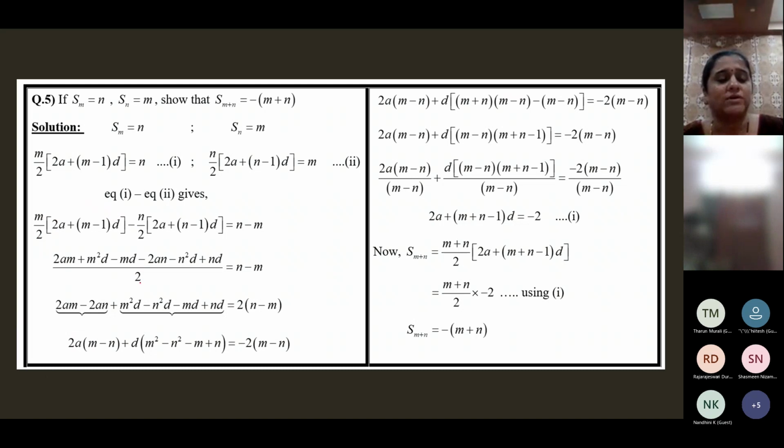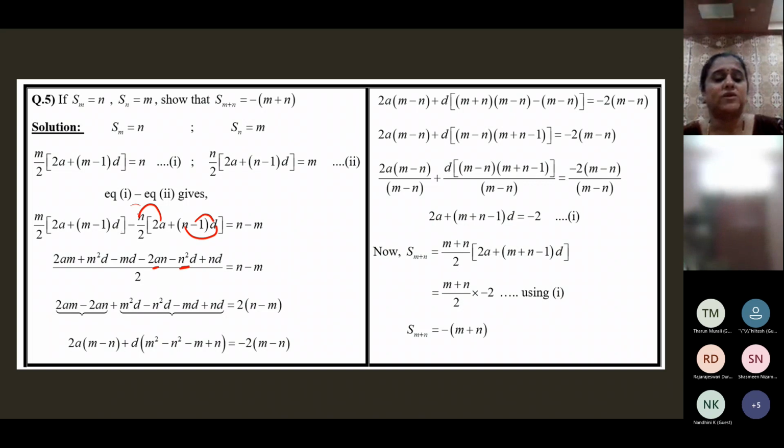And here 2 is a common denominator. So leave this. Here also leave this 2. That's a common denominator. So here 2an, and there's a minus here, so minus 2an. So multiply the terms and the signs. 2a into n, minus 2an. n into d is nd, into n is n square d, minus n square d.